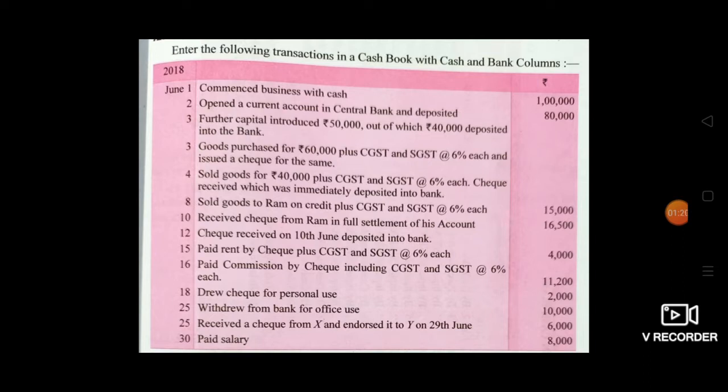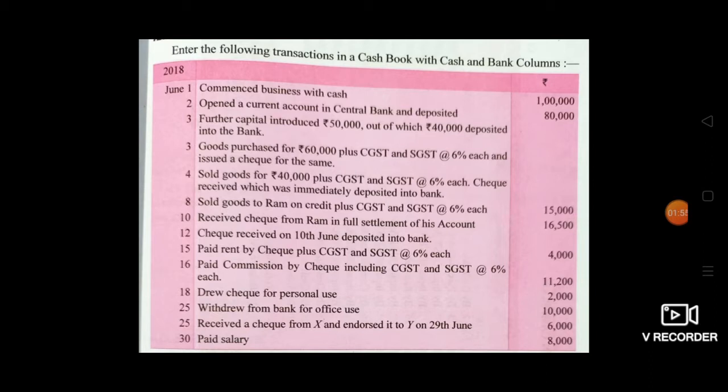8th, sold goods to Ram on credit plus CGST and SGST at 6% each, rupees 15,000. 10th June, received check from Ram in full settlement of his account, rupees 16,500. 12th, check received on 10th June deposited into bank. 15th June, paid rent by check plus CGST and SGST at 6% each, rupees 4,000.